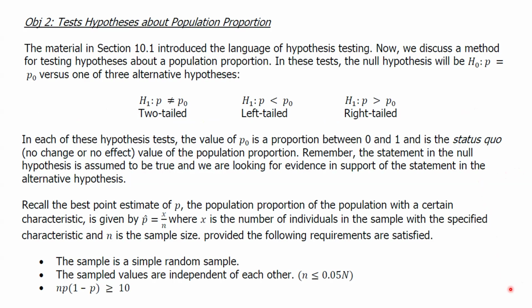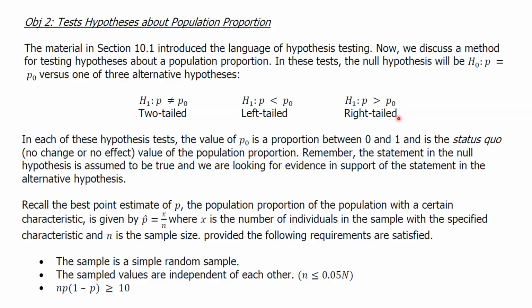All right, objective number 2. The material in 10.1 introduced the language of hypothesis testing. So now we discuss a method for testing hypotheses about a population proportion. In these tests, the null hypothesis will be p equals p naught versus one of the 3 alternative hypotheses. And that could be p does not equal p naught, p is less than p naught, or p is greater than p naught.